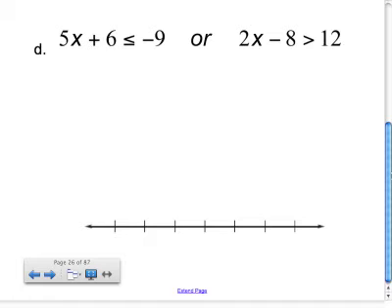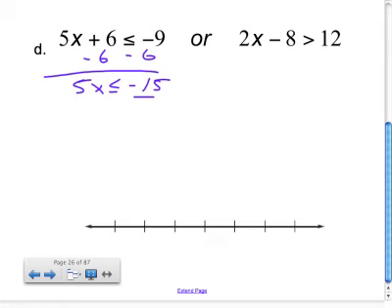Part D here. So I have 2 separate ones. I'm just going to solve them separately. I look at the first one. I subtract 6. I get 5x less than or equal to negative 15. Divide by a positive 5. So x is less than or equal to negative 3.